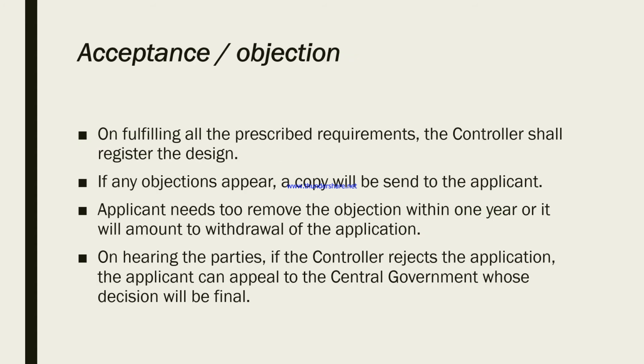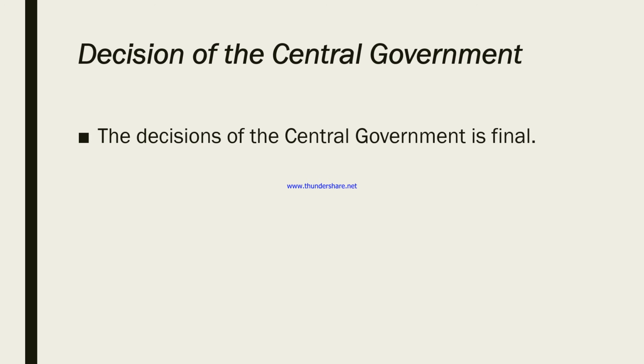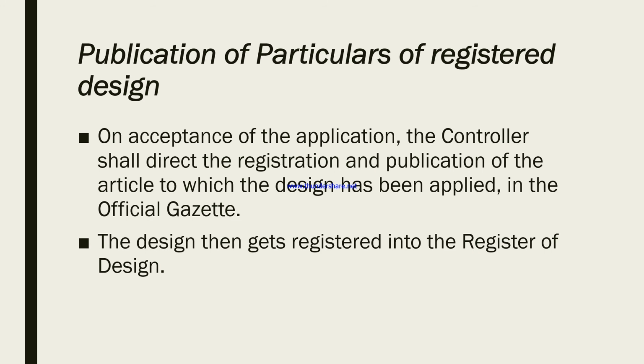Let us go to the third step, acceptance or objection. On fulfilling all the prescribed requirements, the Controller shall register the design. But if there is any objection received by the Controller, a copy of the objection has to be sent to the applicant. Then the applicant needs to remove the objection within 1 year. The applicant also can apply to the Controller for a hearing. So both the parties will be heard, and if the Controller finds any fault in the application, it can refuse or reject the application. On rejection of the application, the applicant can approach the central government, whose decision will be final.